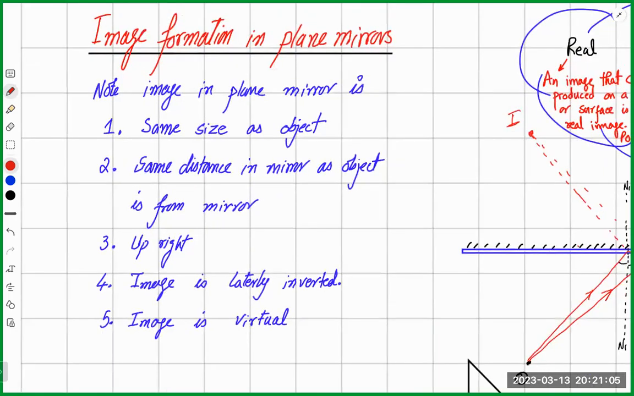Now, image formation in a plane mirror. Note the properties of the image when we see something in a mirror, and I'm talking about a plane mirror. Some mirrors are curved mirrors. For example, the side mirrors on your car are actually convex mirrors, and their job is to increase the field of vision, but they reduce the size of the object.